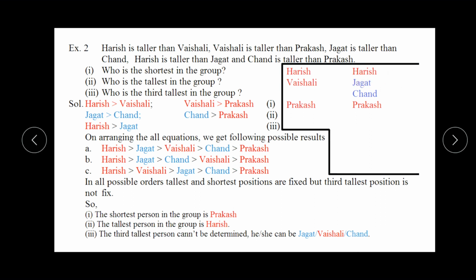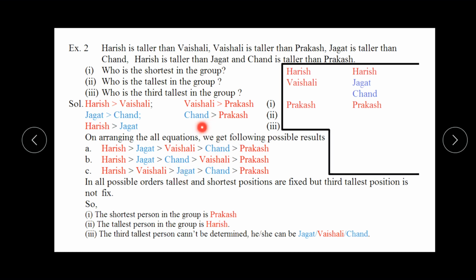Jagat can be the third tallest person, Vishali can be the third tallest person, Chand can be the third tallest person. From this we can see that Harish is the tallest person. In all three possibilities, Harish is the tallest and Prakash is the shortest person. But for the third tallest person, in the first there is Vishali, in the second there is Chand, and in the third there is Jagat.